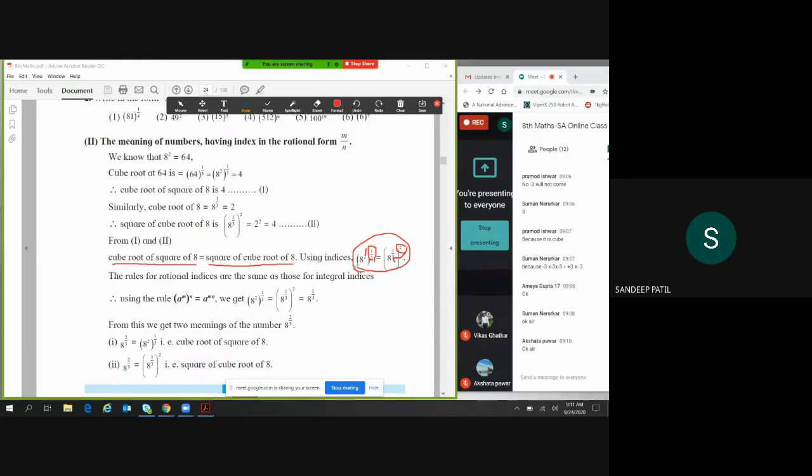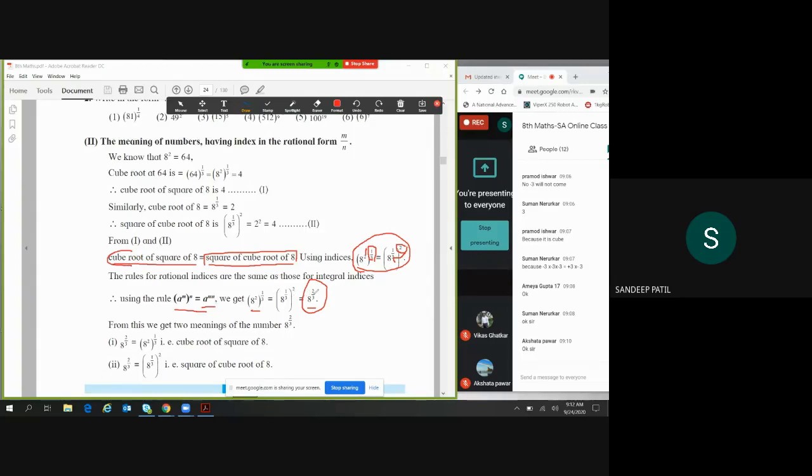Both are the same. The rules of indices are the same for the integral indices. So we know this rule, right? A raised to m, brackets, raised to n, that means A raised to m into n. Similarly, we are trying to write this in this format. So what does 8 raised to 2 by 3 mean? We can write the square of cube root of 8, or we can write cube root of square of 8.